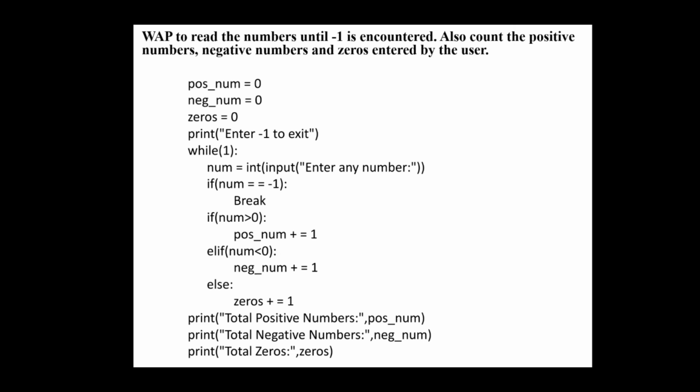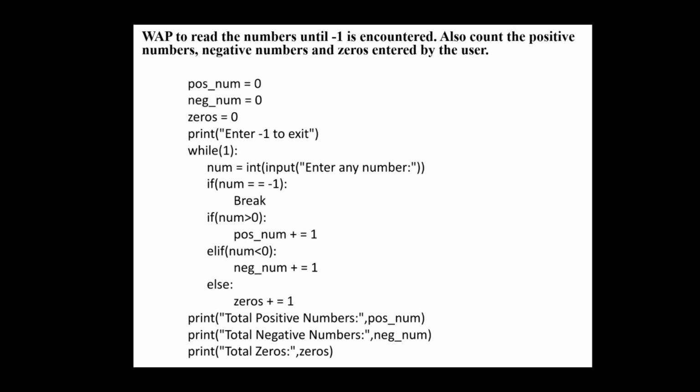This time we put 0. num == -1, false. num > 0, that is 0 > 0, false. num < 0, that is 0 < 0, false. So zeros should be incremented to 1. Previously it was 1. Now 1 plus 1 equal to 2.